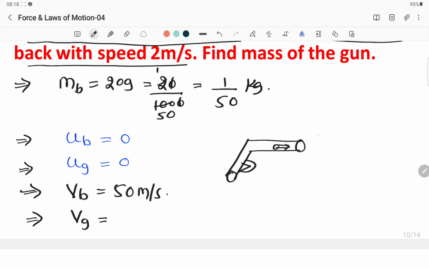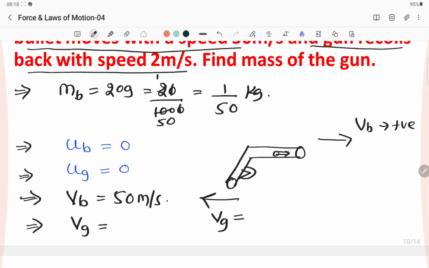The bullet is moving forward, that's why VB is there. Now I have taken it as positive velocity of the bullet. How about the velocity of the gun? The gun is recoiling, so its velocity has to be taken negative, right? So it is mentioned as 2 meter per second, but it has to be considered as minus 2 meter per second.